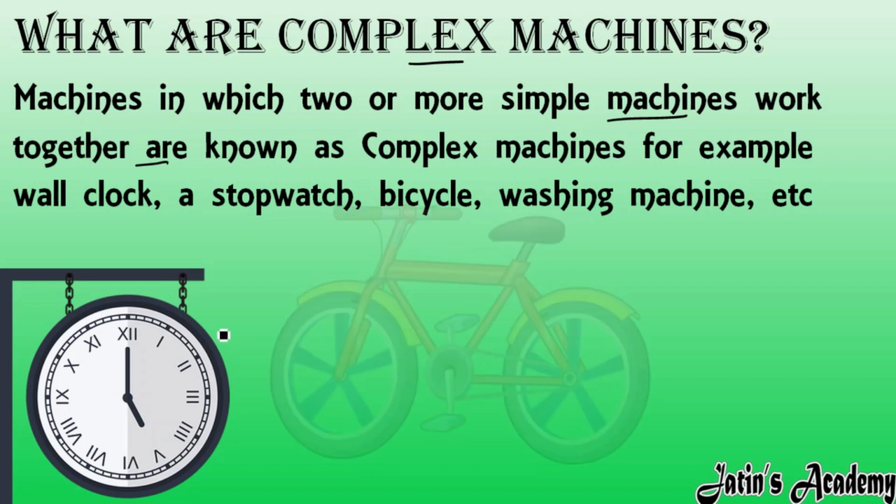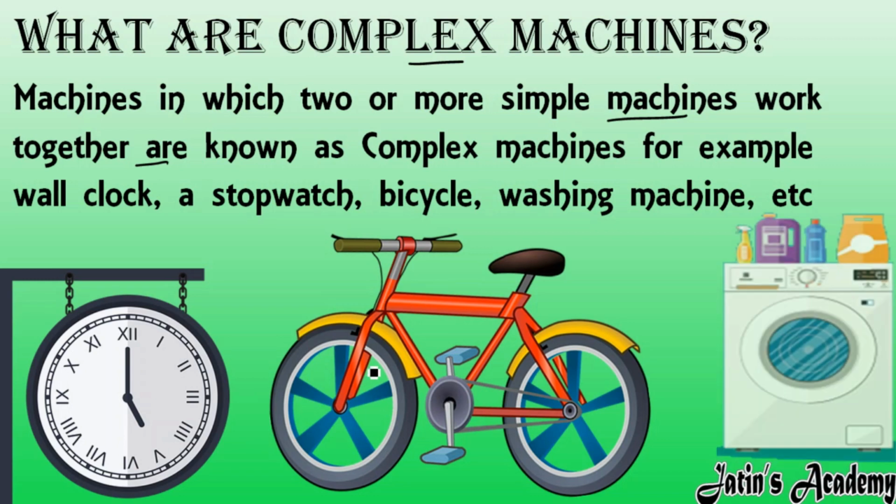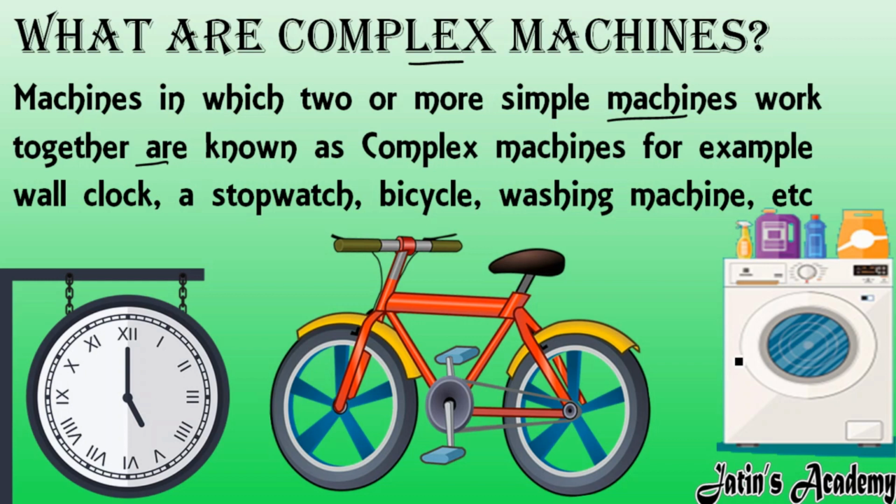In a similar manner we have the bicycle. Here also we have more than one simple machine, so the bicycle is also regarded as a complex machine. Similarly we have the washing machine. Many more are regarded as complex machines. In a complex machine, two or more simple machines are combined together in one object.